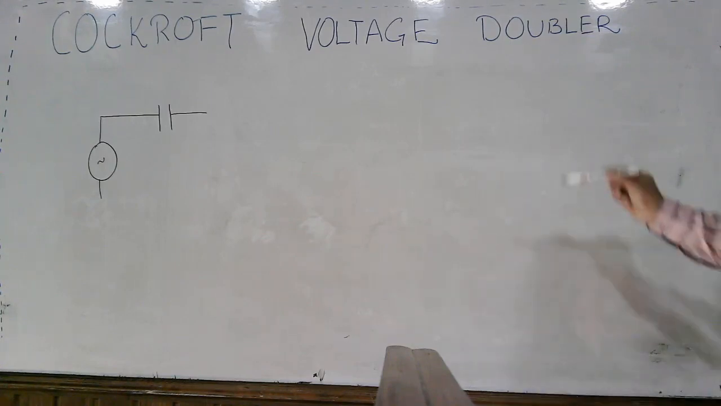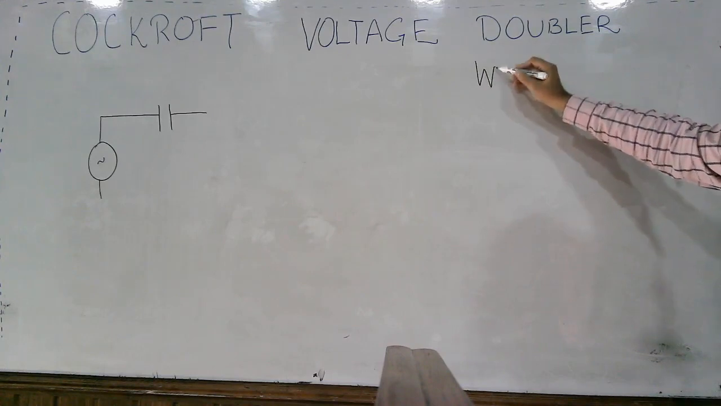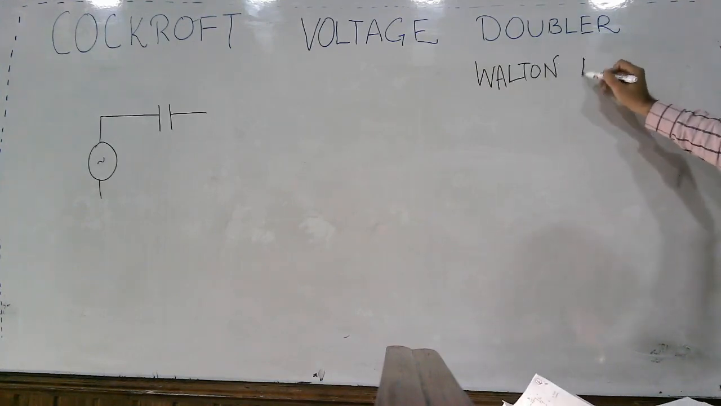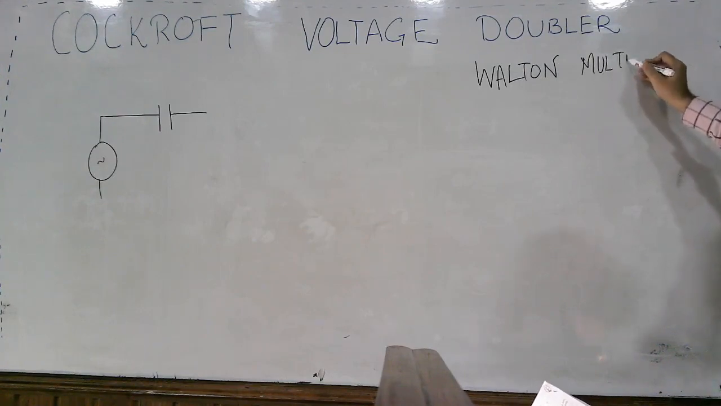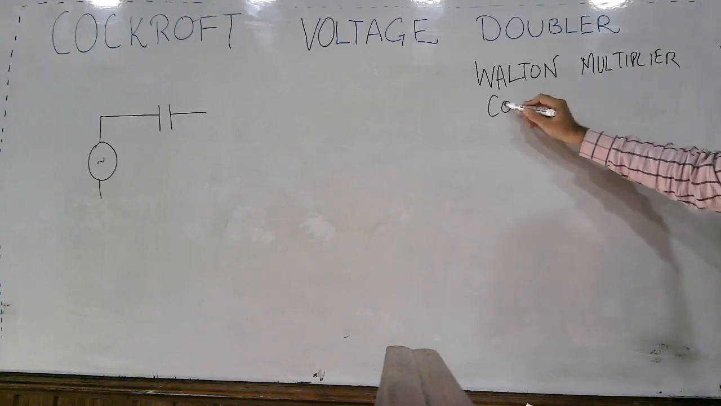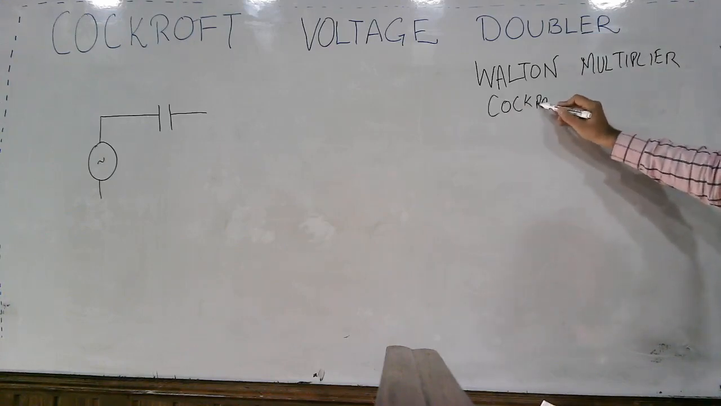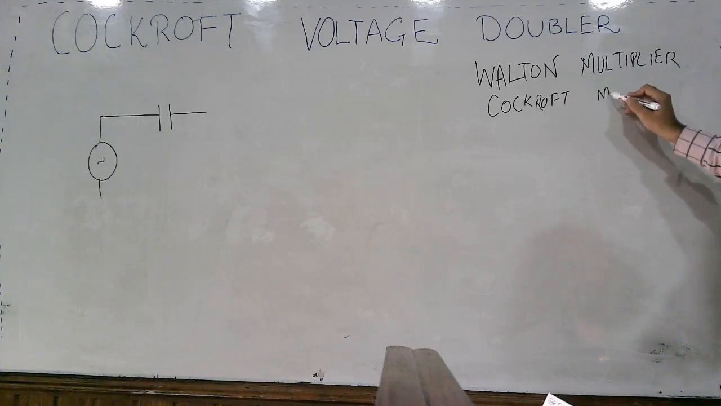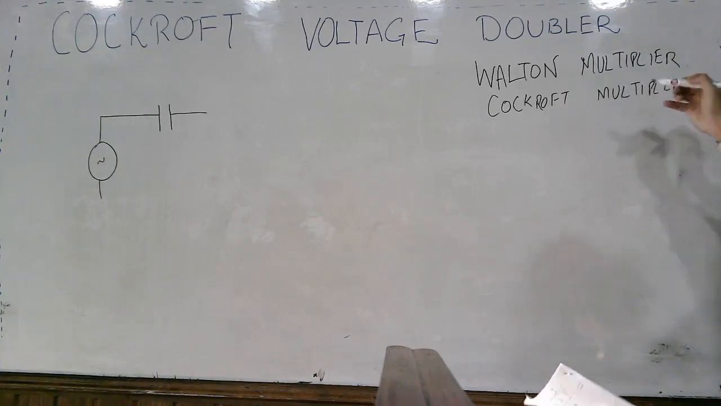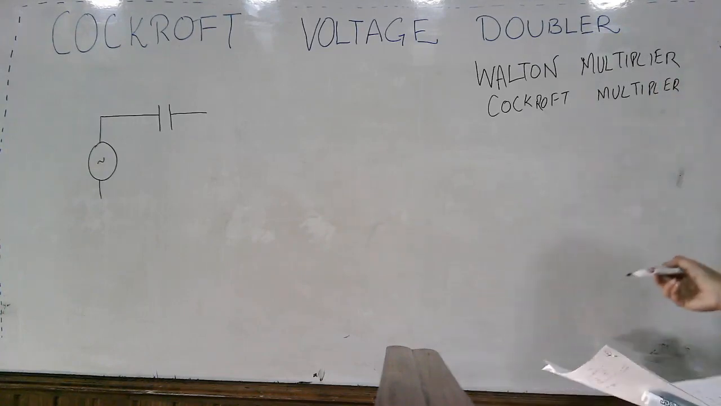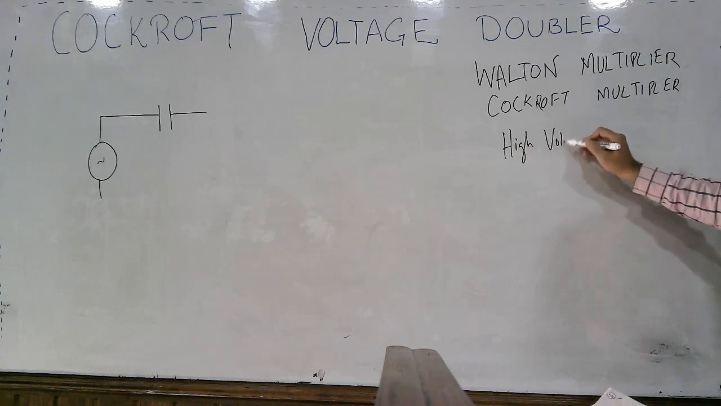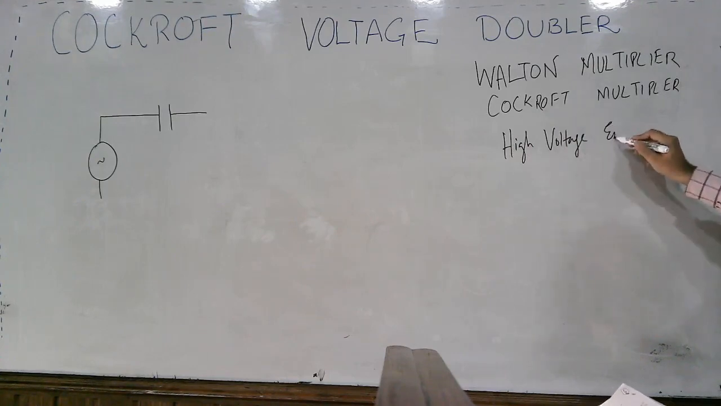It is also known as the voltage multiplier, and in some textbooks it is also referred to as the Cockcroft multiplier. So it is the voltage doubler circuit, and it finds its applications in high voltage engineering.